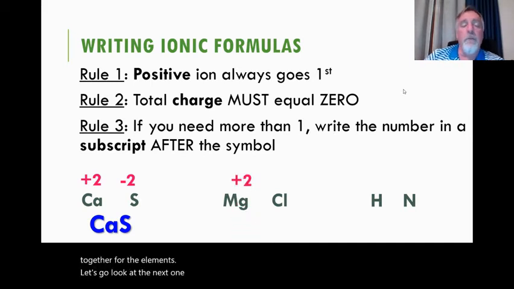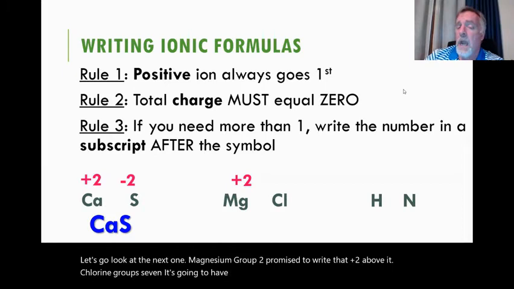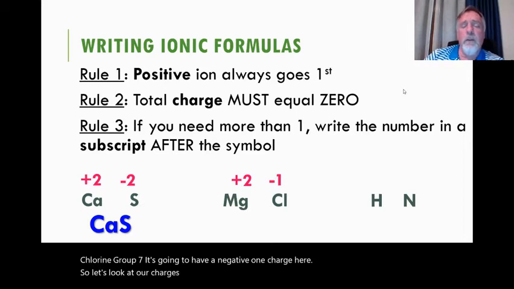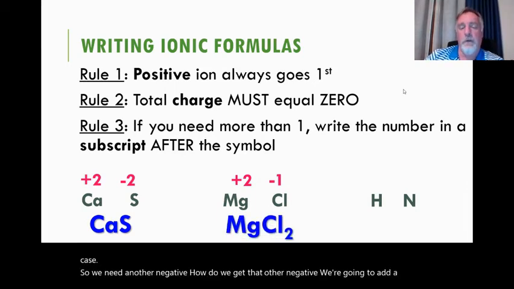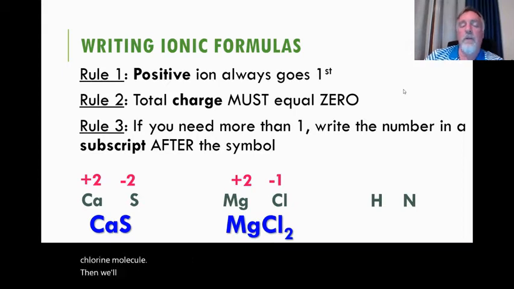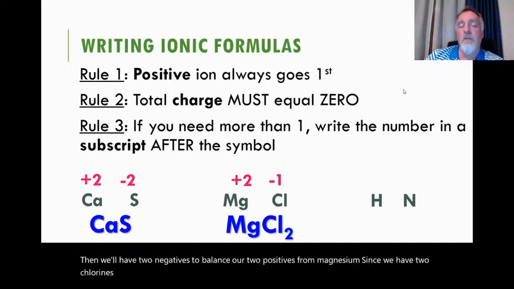Magnesium, group 2. I want you to write that +2 above it. Chlorine, group 7. It's going to have a -1 charge here. So let's look at our charges. Are we neutral? We've got 2 positives, we've got 1 negative. That's not balanced. That was nice for the calcium sulfide because they canceled each other out, but here that's not the case. So we need another negative. How do we get that other negative? We're going to add a second chlorine. Then we'll have 2 negatives to balance our 2 positives from our magnesium. Since we have 2 chlorines, when we write our formula, we're going to put Mg, but we're going to put a Cl2 to indicate that we needed 2 chlorines to make our formula neutral.